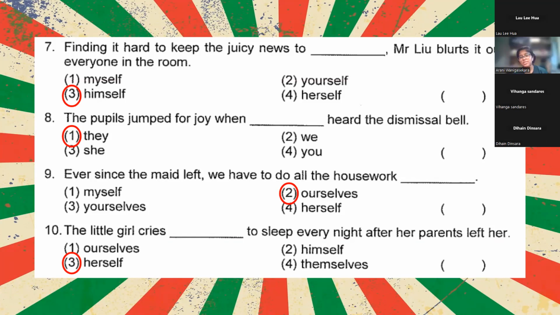Why is it not himself? Because the little girl is a female. Yes, that's the thing. The girl is a female. Yes, very good. And why is it not themselves?